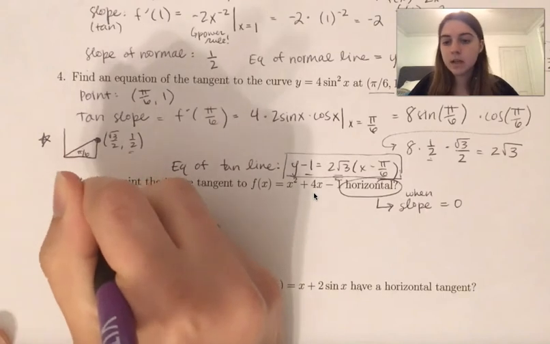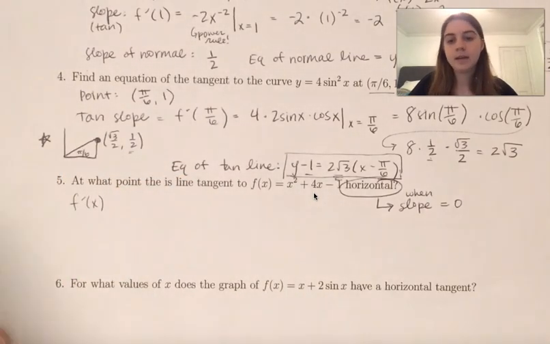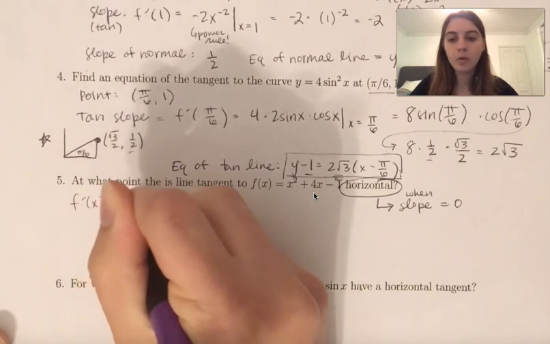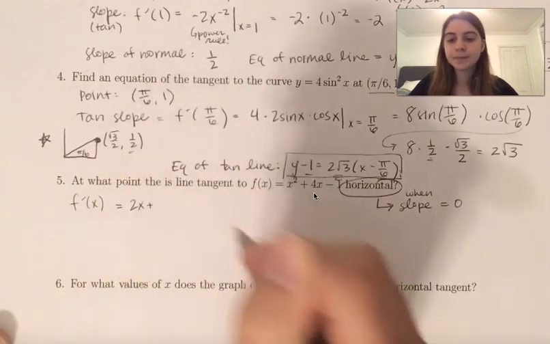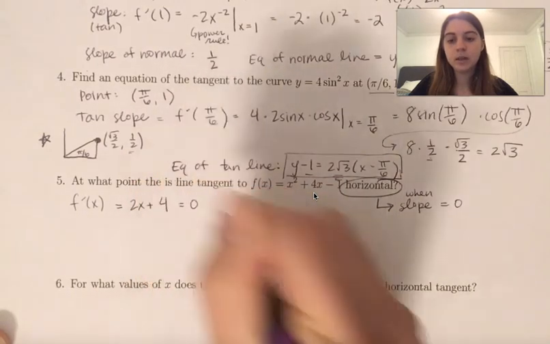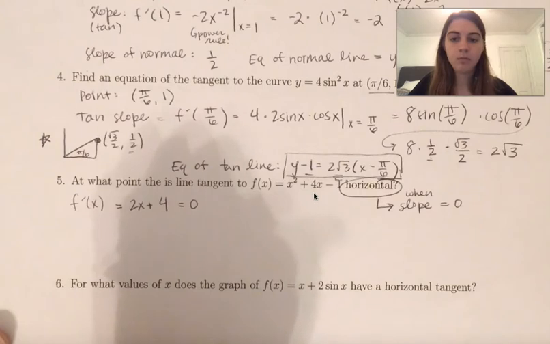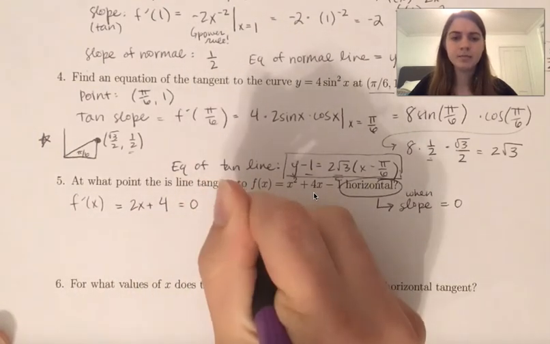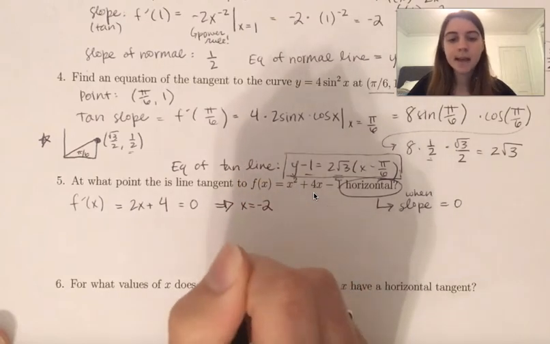So first, take that derivative, f prime of x, so we're going to have 2x plus 4. Remember the power rule? And then that's going to equal 0. And then we solve that. So x equals negative 2, sorry, x equals negative 2.